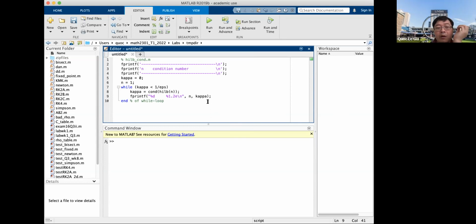So there's one more command. Yeah, n is constantly 1. So what do you do? How do you fix that? Yes, so you just need to increase n after this: n equals n plus 1. Okay, and I think that's it. And you let it run.